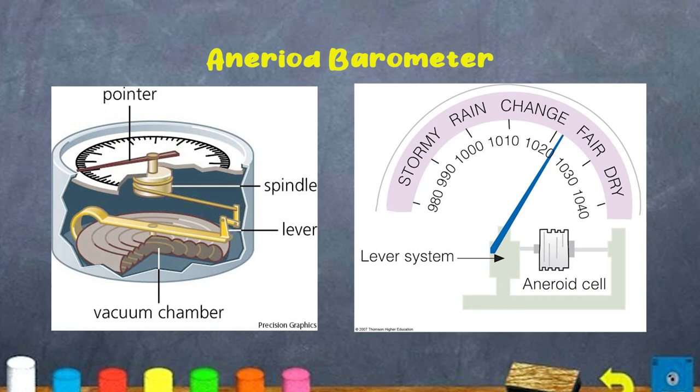And the scale is going to show if it's going to be stormy, if it's going to rain, there's going to be a change in weather. Is it going to be a fair day, meaning not so many showers or maybe light shower? Or if it's going to be a dry day, meaning if it's sunny?